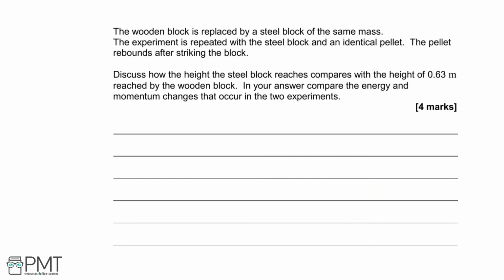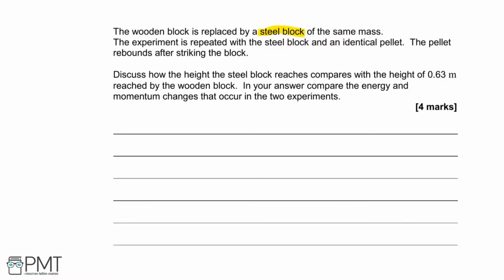The wooden block is replaced by a steel block of the same mass, so that's going to be important. The experiment is repeated with the steel block and an identical pellet. The pellet rebounds after striking the block. Now, by saying it rebounds, that kind of makes me think of some kind of elastic collision. It may not be perfectly elastic though, and that's an important point to make a little bit later on. Discuss how the height the steel block reaches compares with the height of 0.63 meters reached by the wooden block. In your answer, compare the energy and momentum changes that occur in the two experiments.